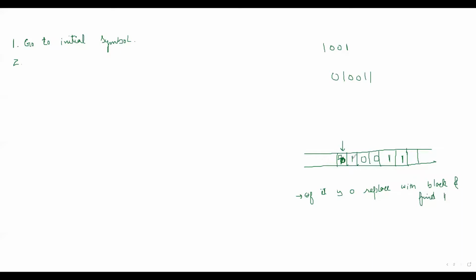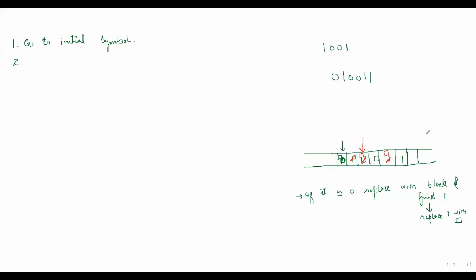So 1 is here. When we find 1, replace 1 with blank. Here we have 1, we will replace this 1 with blank. Now we are here. This is our initial, again initial is 0, so replace it with blank. Now find 1. Where is 1? Here. So replace it with blank.